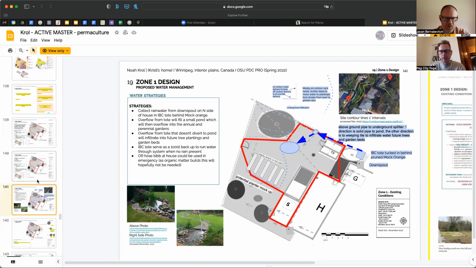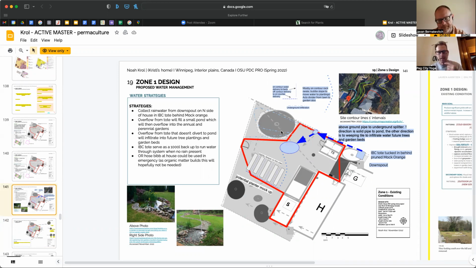Okay. So right at the garage, that's where the downspout comes down. I was thinking that behind that mock orange, there's some space if you trim it back a bit to put a 1,000 liter tote, just so that there's some storage space. Then running a line there, putting some sort of split or diverter that will go into the pond, then into that back space to water all the conifers, and then the overflow of the pond coming down to soak and fill the annual beds.